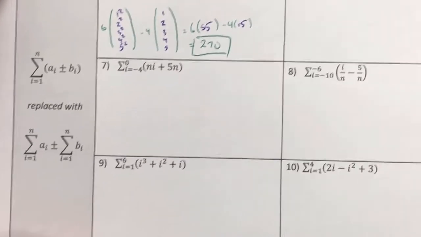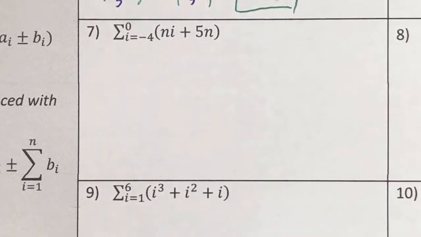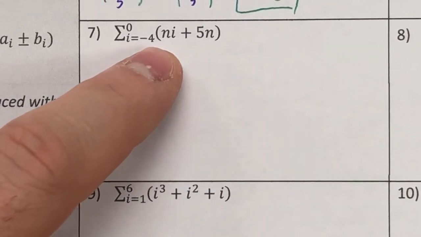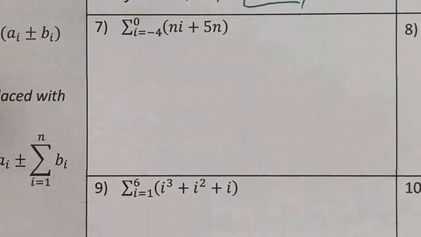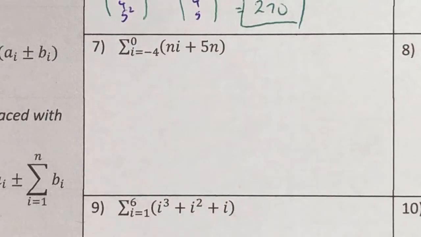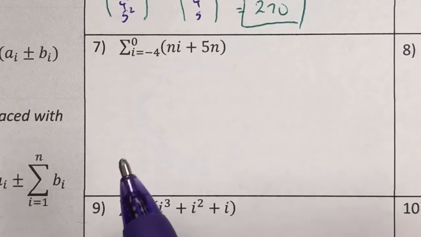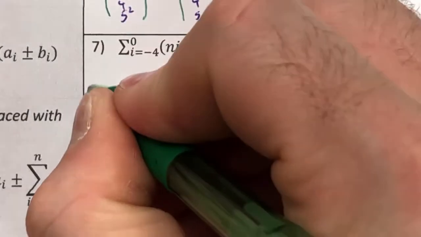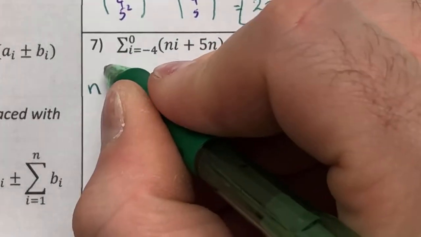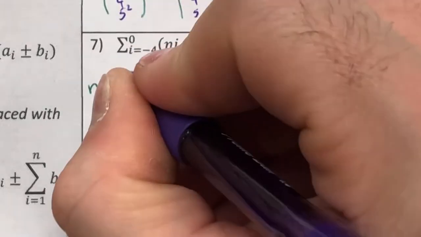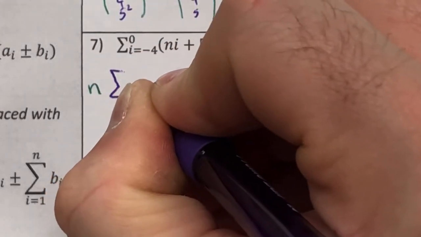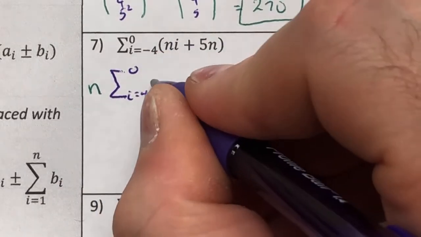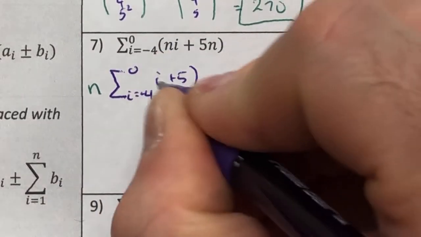Okay, let's go ahead and take a closer look at number 7. So the first thing that I notice is that because these both have a factor of n, I'm going to do this slightly different than the way above. You're going to get to the same answer, but I'm going to pull out that factor of n. So I'm going to see that I have an n times the sum of I equals negative 4 to 0 of I plus 5.